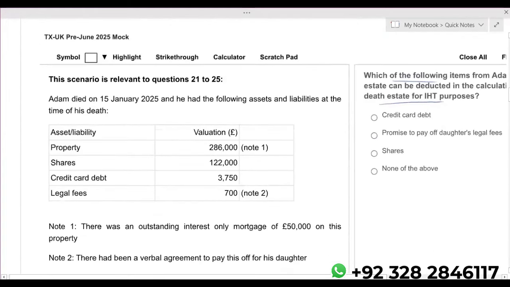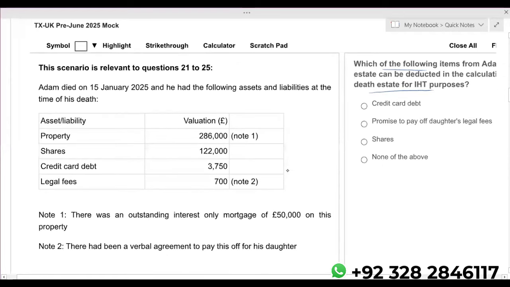Otherwise, nobody is going to pay tax at all. Actually, it's very difficult. They promised, they made a verbal agreement. If HMRC starts accepting the verbal agreement, then just think death estate will be just zero. Everyone will be putting so many things into that. So that is why HMRC says no. If there's any written agreement, if there's any proper legal agreement, then that fee will be deducted. Otherwise, verbal agreement things will not be deducted. So, which of the following items from Adam's estate? Only credit card. That's it.